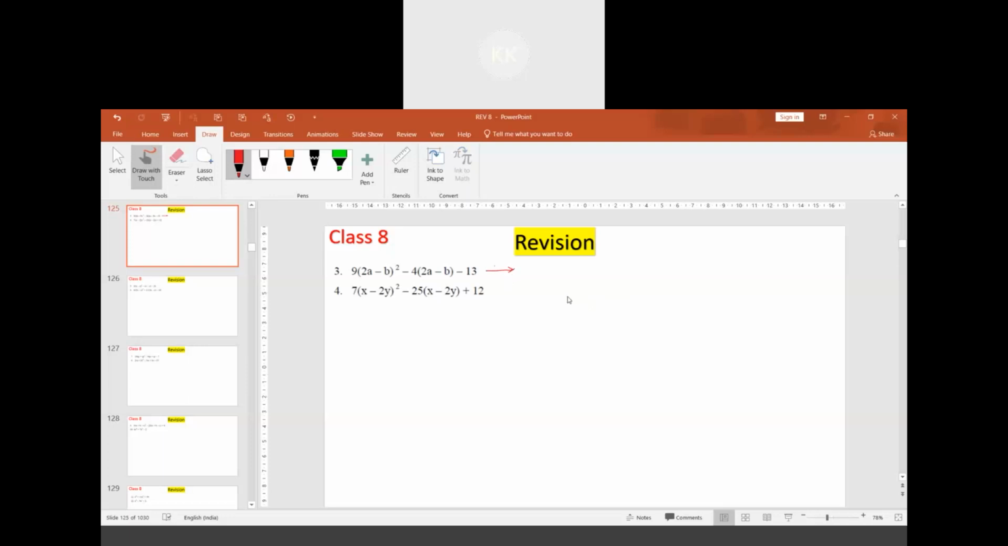Sir, I got the answer. Yes, sir, even I got the answer. 18a minus 9b minus 13 multiplied to 18a minus 9b plus 13... minus 13, sir. Multiplied to 2a minus b plus 1.